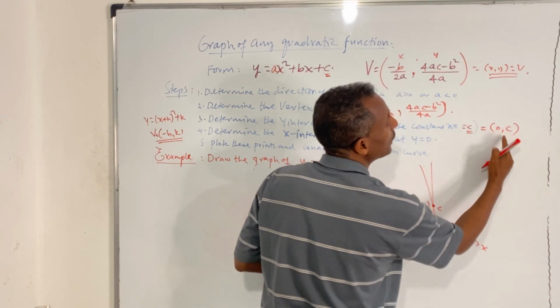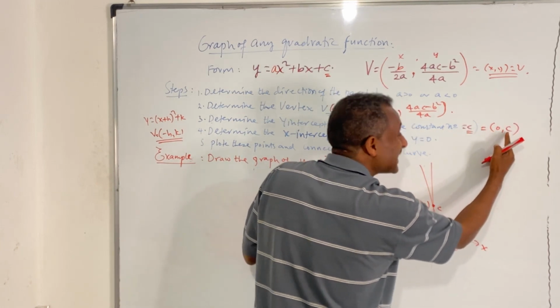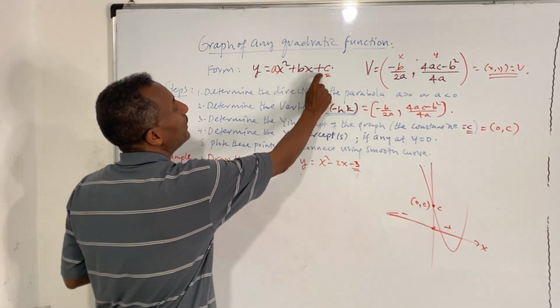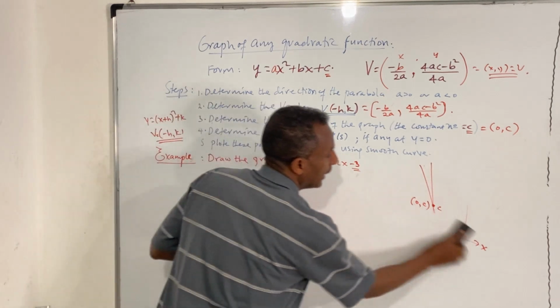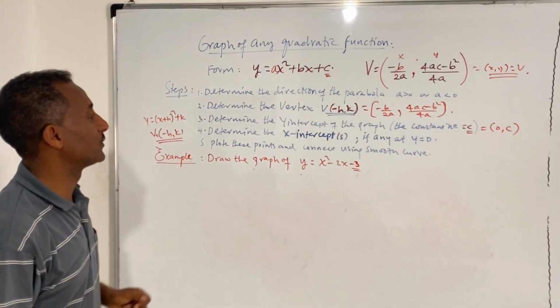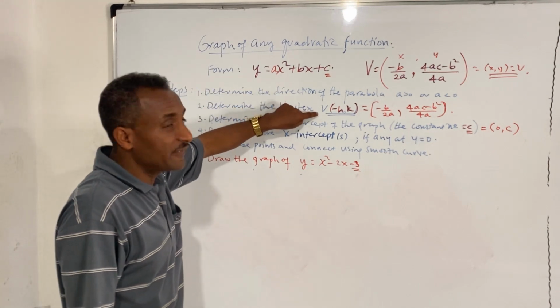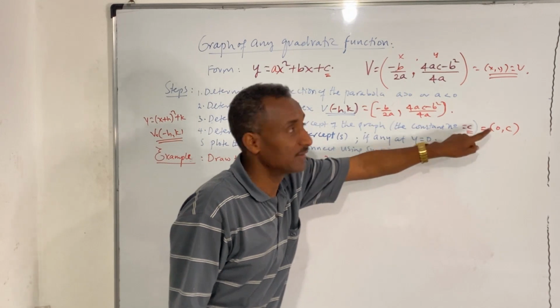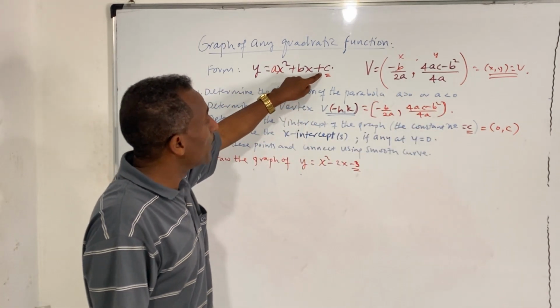This is the point at which our graph crosses the y-axis at c. So this will be a good, easy point, another point. So we have at least 2 points. First, the vertex is very important and our y-intercept is also very important. They are very simple.